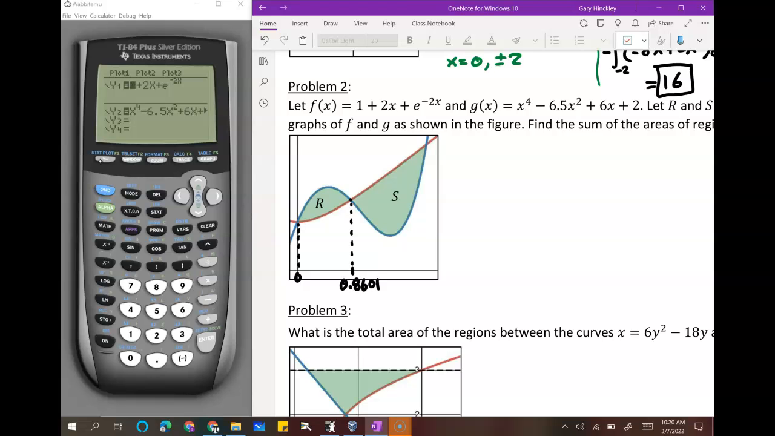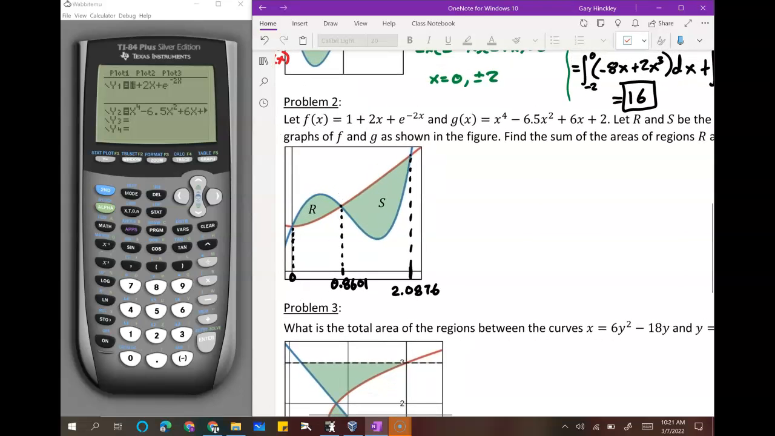8601. I'll just take that. All right, what is our last intersection point? Now, we know our first integral is going to be the integral from 0 to 0.8601. And that's going to be my first top function. What's my top function for that interval? The g of x. My g of x is going to be the top.